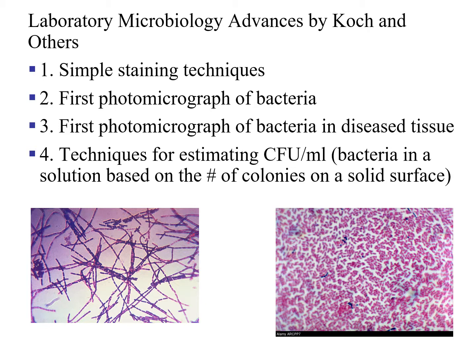Then four, techniques for estimating colony forming units per milliliter. A colony forming unit is the bacteria in a solution based on the number of colonies on a solid surface. We're going to estimate how many bacteria are in an original solution. We're going to do a serial dilution in class, and then you're going to subculture some of the solution in petri dishes. Then you're going to count how many circles, which are the colonies, and you'll be able to estimate how many bacteria were in the original solution. So this was deciphered with Koch and others a long time ago.